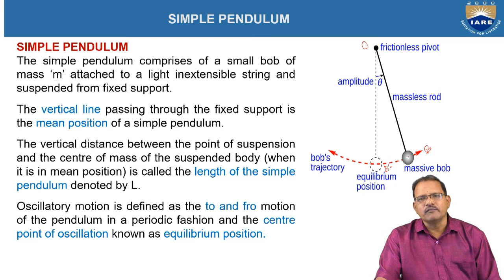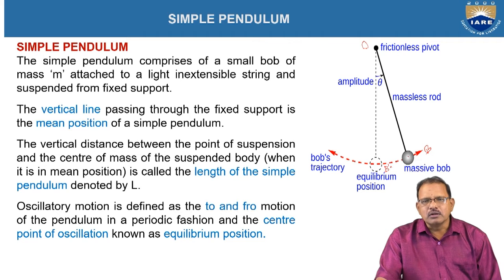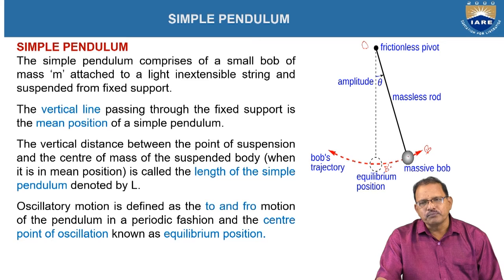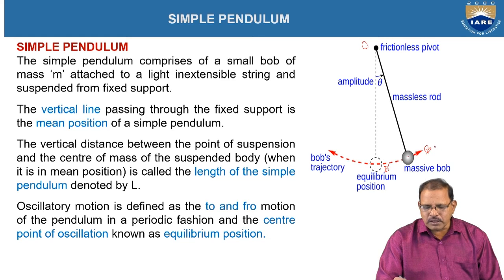The oscillation motion is defined as the to and fro motion of the pendulum in a periodic fashion, and the center of oscillation is known as the equilibrium position. Okay, in this figure, the B dash is representing the equilibrium position. The disturbing force is applied on a bob to move from equilibrium position to B1 position, and it is released.